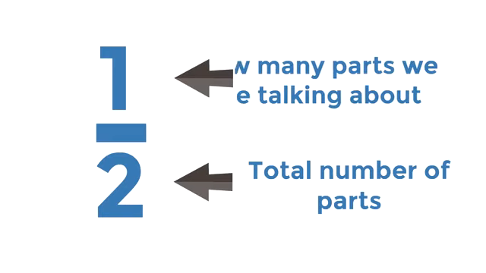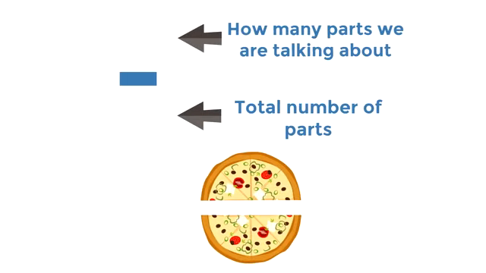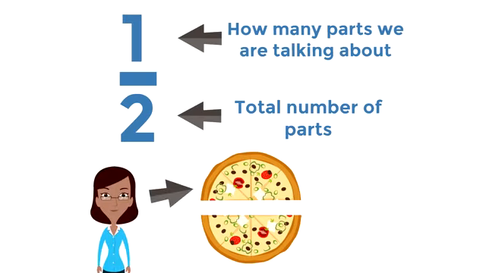The top number shows how many parts we are talking about. Pretty simple. Let's go back to our example. There are a total of 2 parts to the pizza. So there's a 2 on the bottom, and Cindy just gets 1 part. That's the part we're talking about. So Cindy gets just 1/2 of the pizza.